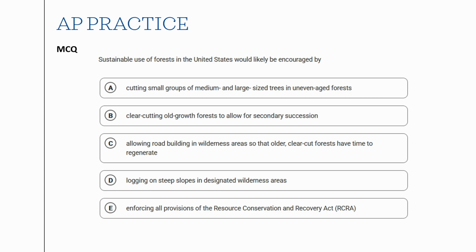All right, so the sustainable use of forests in the United States would be encouraged by cutting small groups of medium and large sized trees in uneven aged forests, right? So this is the idea of selective harvest. That's what is being described there. So that's much more sustainable.